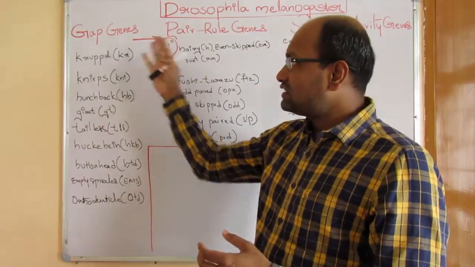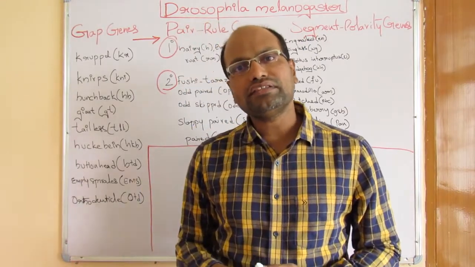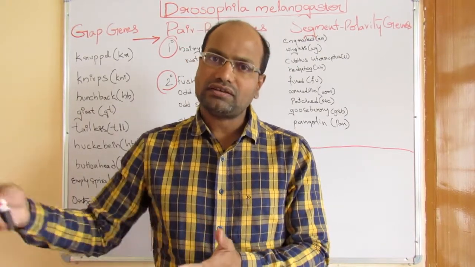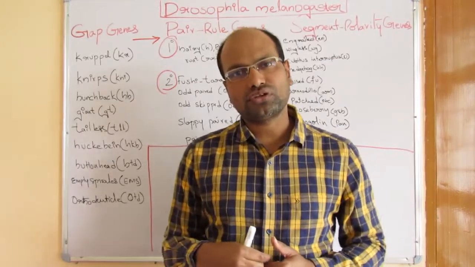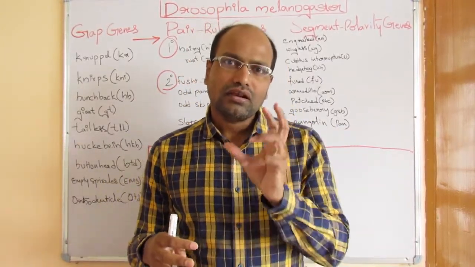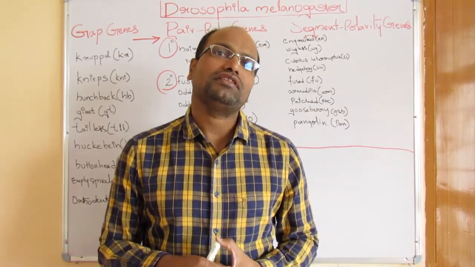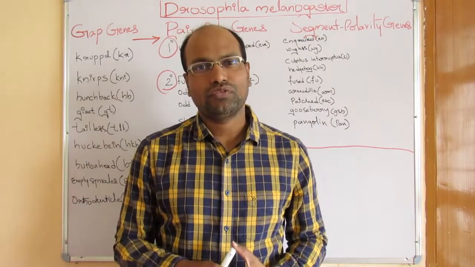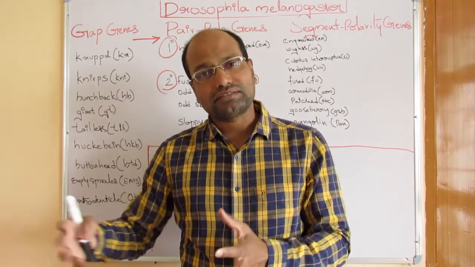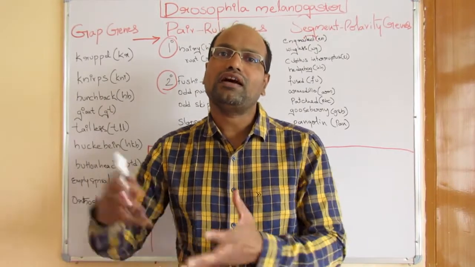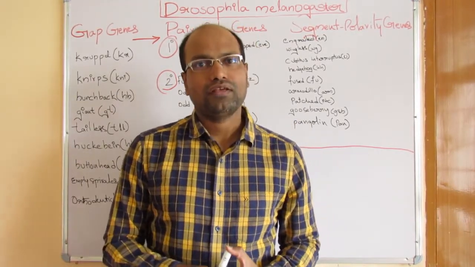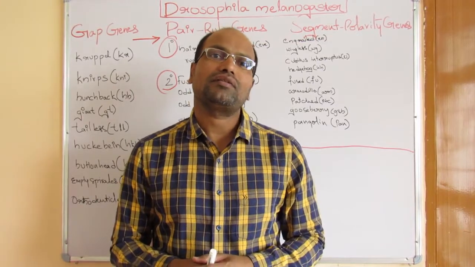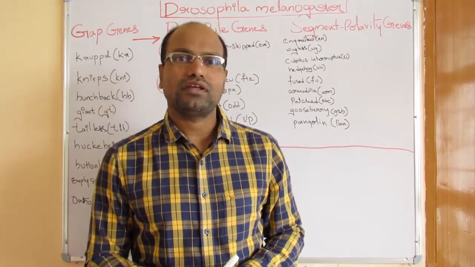We will see that gap genes are highly dynamic, which means they are expressed in different areas. When the gap gene mutants are observed, they are lacking larger sections of segments. Whenever there is a mutation in the gap genes, the larger segments are missing. This indicates that they cover a larger area, many segments in an organism. The complete, larger parts are missing in gap gene mutations.